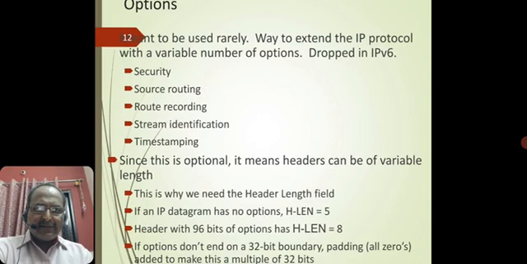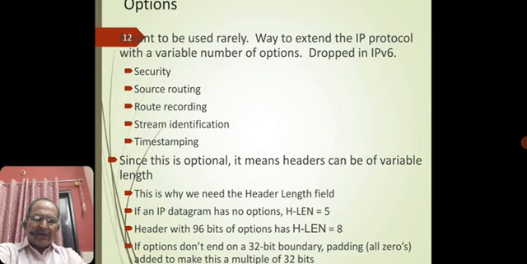Here there are some more options, where a datagram needs to be used rarely, a way to extend an IP protocol with a variable number of options, dropped in IPv6. Security, source routing, route recording, stream identification, and time stamping. Since this is optional, it means the header can be of variable length, so whether you need to maintain it or some of the routers can avoid it. This is why we need the header length to be filled.